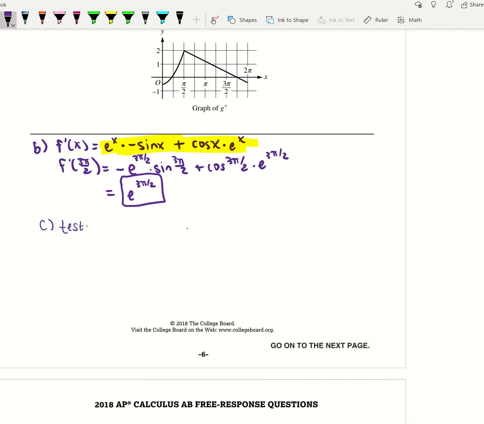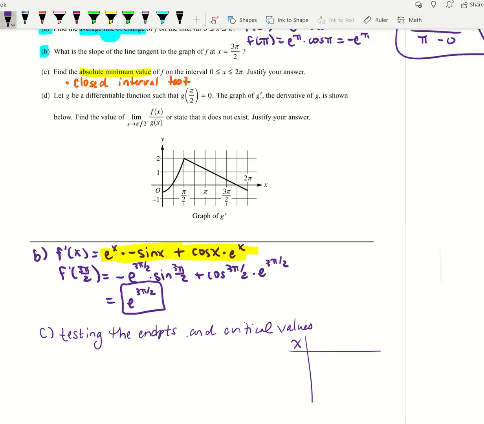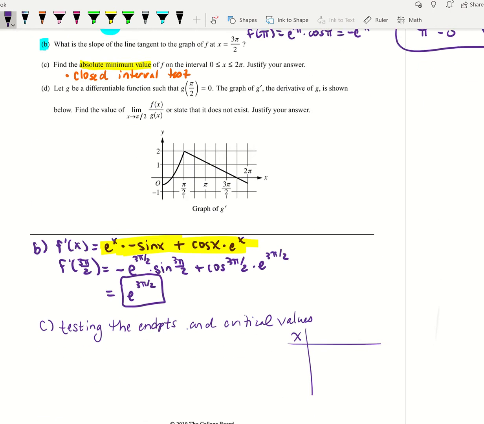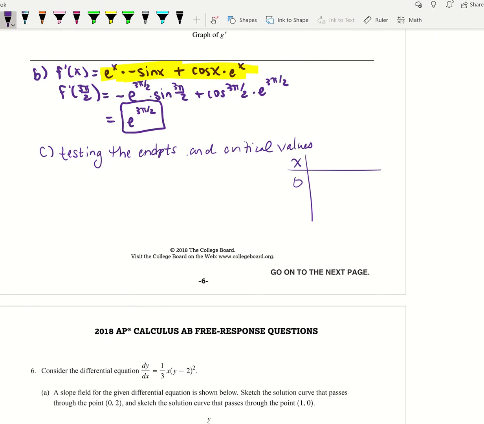In case you need a reminder of what this is, when you're using the closed interval test, you will be testing the endpoints and the critical values. You need to be considering as candidates for absolute extrema the endpoints and any critical values of the function they're talking about, which in this case is f. The endpoints of the closed interval they're looking at are 0 and 2 pi. And I need to also figure out where the critical values are.